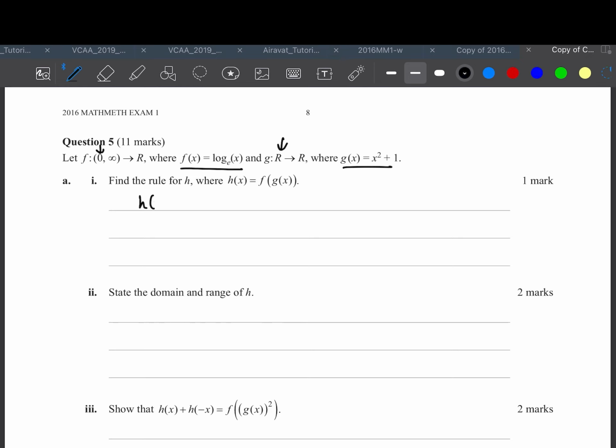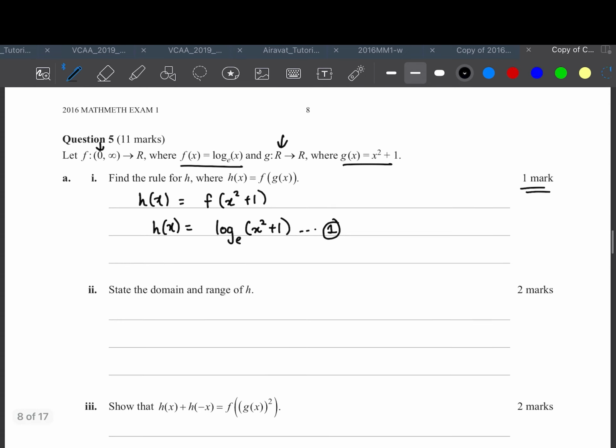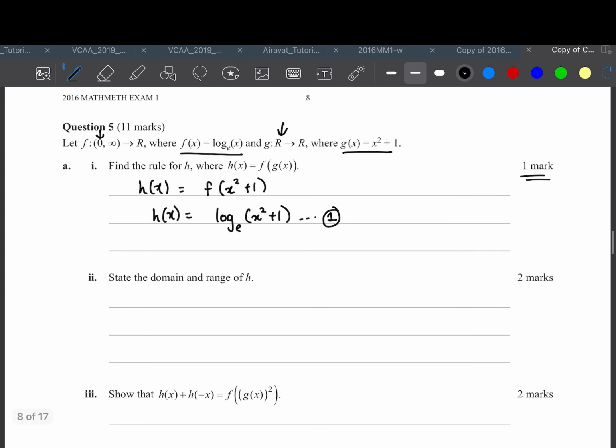So h of x is equal to f of x squared plus 1, which means h of x is going to equal log base e of (x squared plus 1). So that's our question done. So 1 mark for this. State the domain and range of h. Okay, so the domain of f of g of x is equal to the domain of g, which is equal to R, because the domain of g is just given to be R.